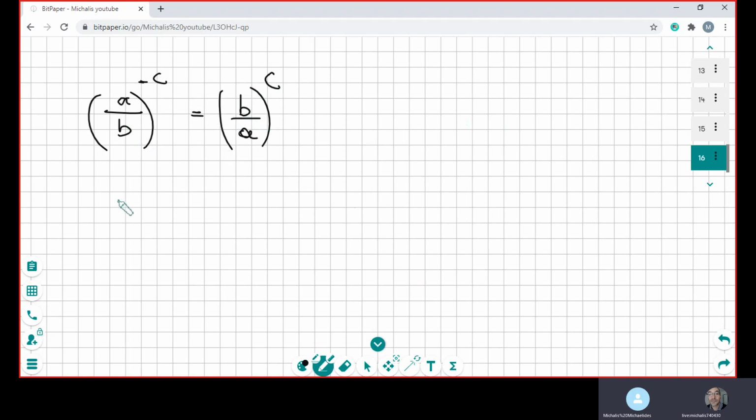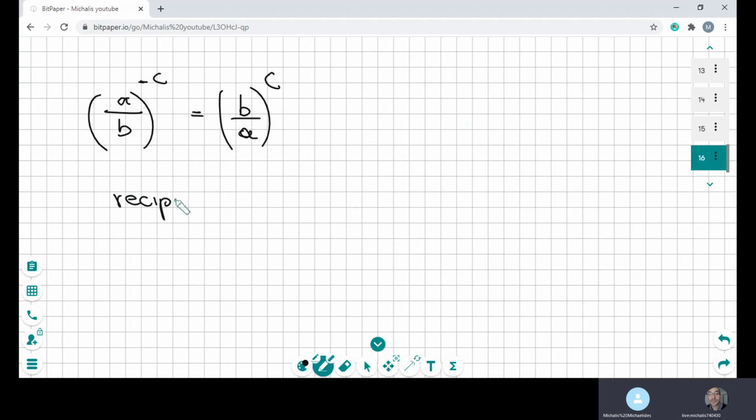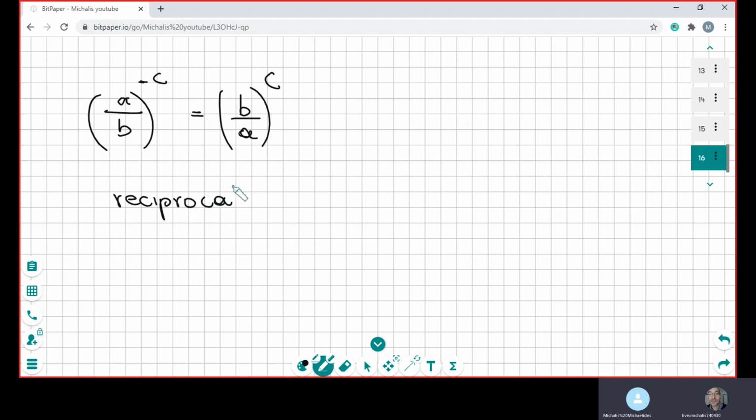So the reciprocal, you raise the reciprocal of the number to the positive power. The reciprocal of a over b is 1 divided by a over b.